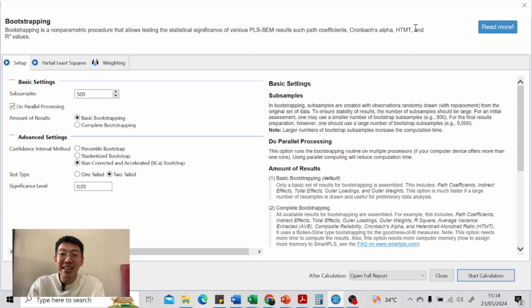Due to the subsample method, the analysis that you conduct and what your friend conducts using the same data can be different, even though there will be only a slight difference. Just take two for parallel processing. For the amount of results, you can choose basic bootstrapping, it is enough. But if you want to use complete bootstrapping, it's also okay. For the confidence interval method, just use bias-corrected and accelerated bootstrap. The test type is, of course, two-tailed with a significance level of 5%, 0.05. Then start calculation.